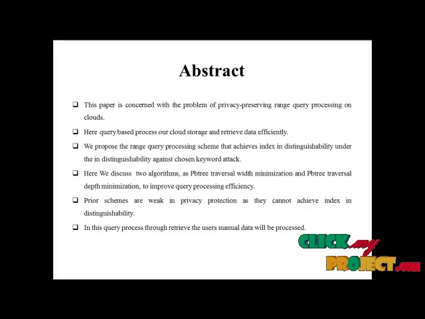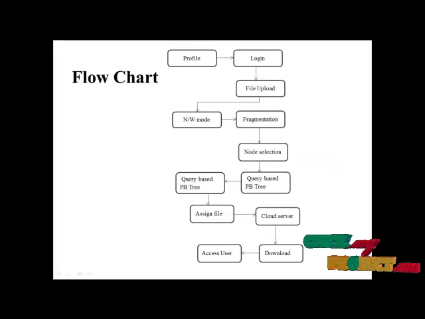Existing privacy schemes are weak in privacy protection as they cannot achieve index indistinguishability. In this query process, the user's requested data will be retrieved and processed. This is our flow diagram for scalable range query processing in the domain of cloud computing. The cloud is a model for enabling ubiquitous, convenient, on-demand network access to a shared pool of configurable computing resources. Cloud is a developing technology to facilitate the development of large-scale computing infrastructures.